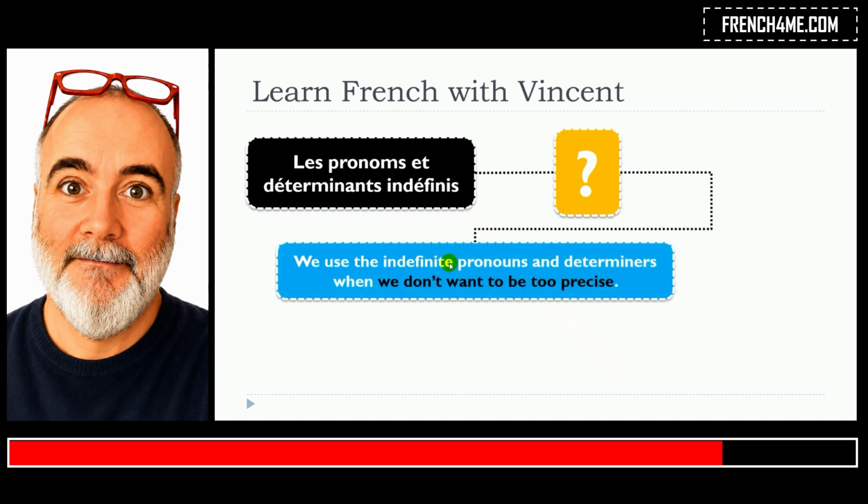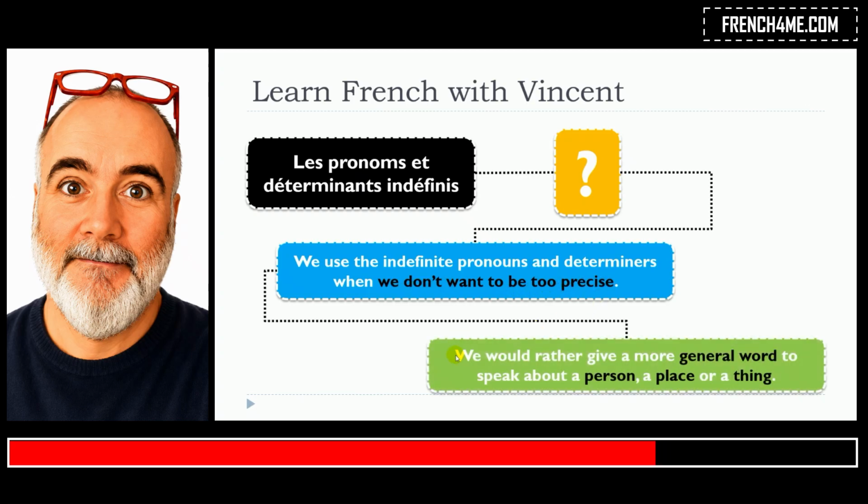We use the indefinite pronouns and determiners when we don't want to be too precise. And this is the key thing. These déterminants, pronoms indéfinis, are used when we don't want to be too precise. And we would rather give a more general word to speak about a person, a place, or a thing. So it will be possible to use them for a person, a place, or a thing.